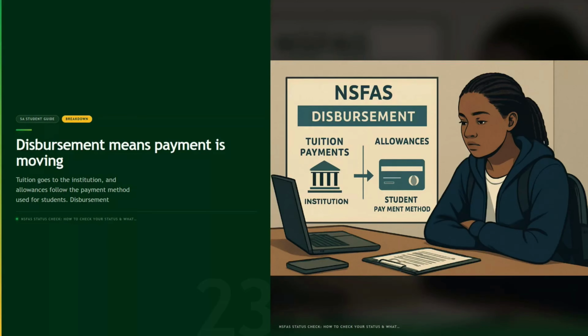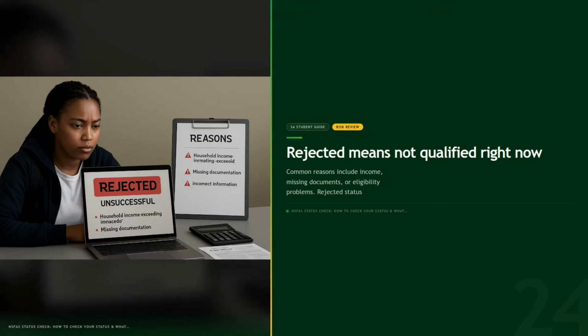When your status changes to disbursement, NSFAS is actively processing payments. Tuition payments are generally made directly to your institution, while allowances are processed according to the payment method being used for students. If your status says disbursement but you haven't received funds yet, continue monitoring your account and payment information while processing is completed.